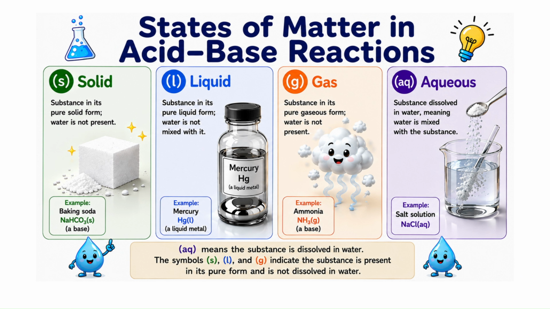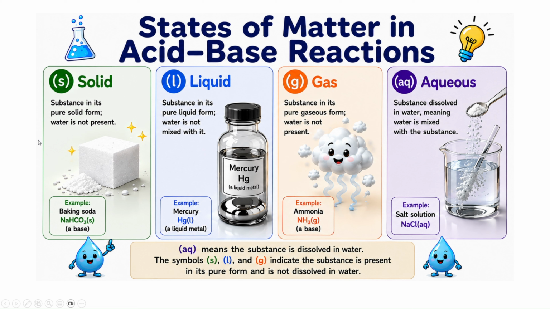Let's begin by looking at the different ways substances, or should I say states of matter, can be represented in chemistry. The states of matter are represented using parentheses: (s) for solid, (l) for liquid, (g) for gas, and (aq) for aqueous, which, by the way, means a substance is dissolved in water.